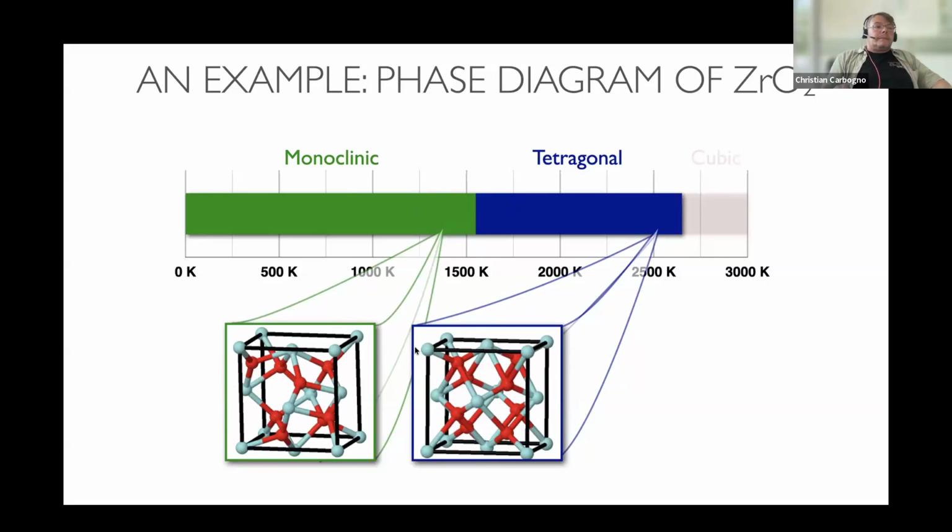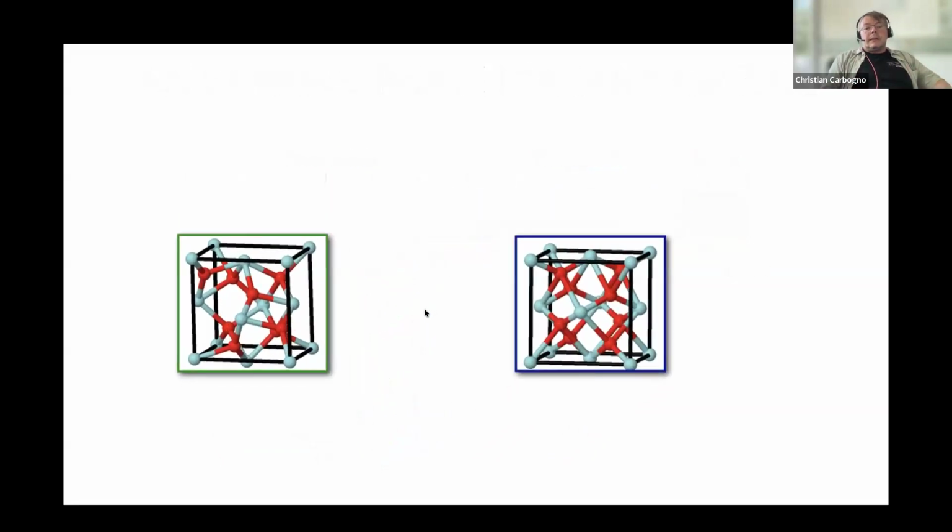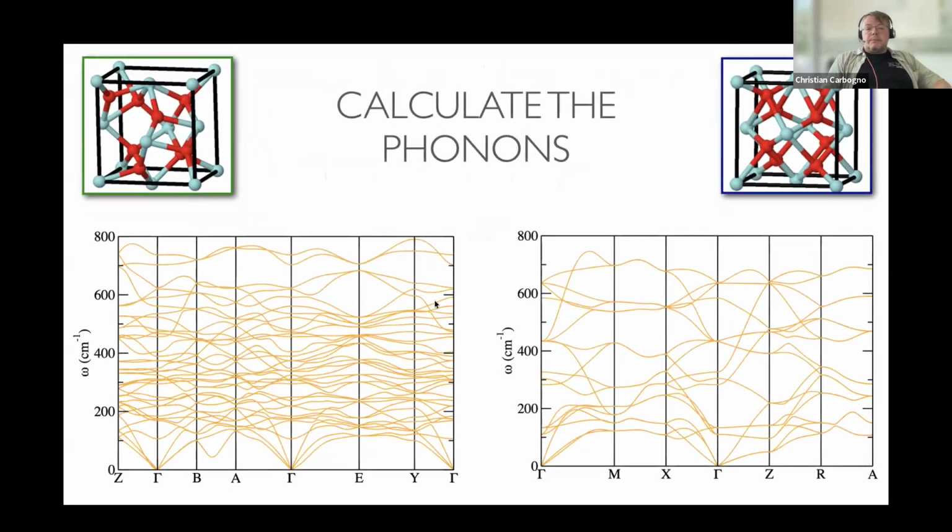For accounting for the phase transformation, we have to calculate the phonons as well. Now, here I've done that both for the monoclinic structure and for this tetragonal structure. I think you nicely see here that the monoclinic has lower symmetry and so more atoms in its unit cell.